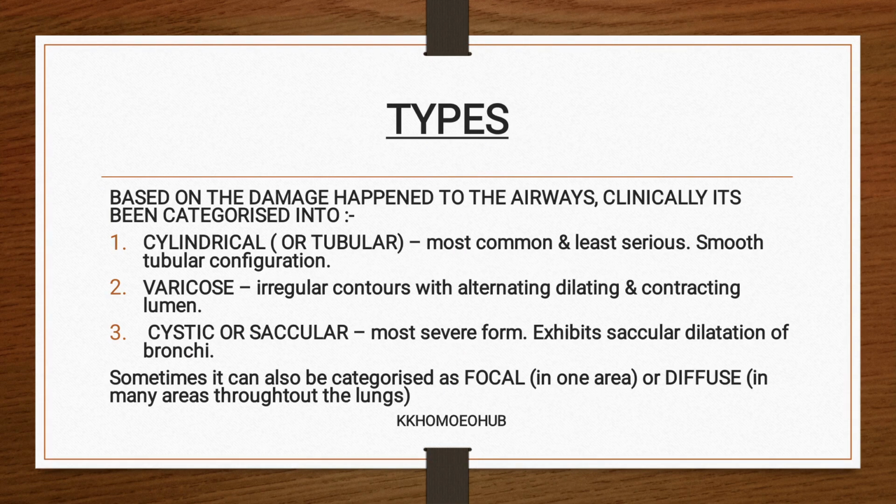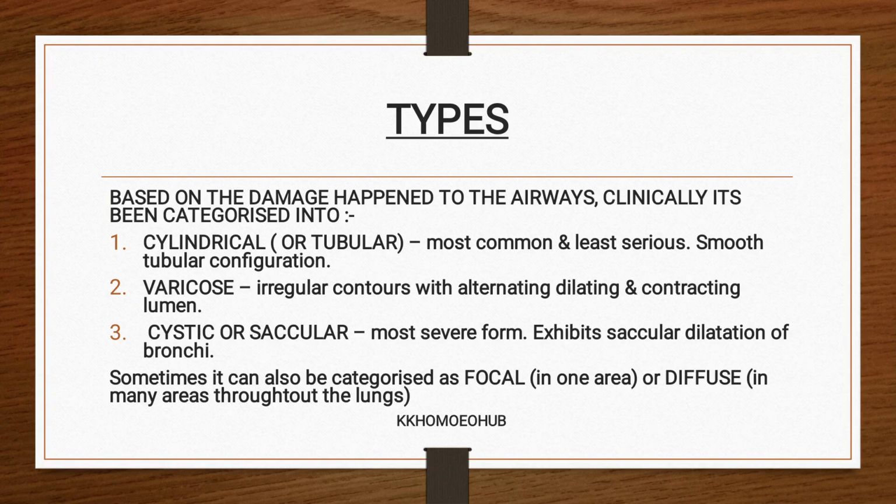Now let's understand the types of bronchiectasis. Clinically it is categorized based on the damage happened to the airways. So it is of three types. First one, cylindrical or tubular. It is the most common and least serious. Smooth tubular configurations are seen. Second type is the varicose, irregular contour with alternating dilating and contracting lumens are seen. Third one is cystic or saccular. This is the most severe form. It exhibits saccular dilatation of the bronchi.